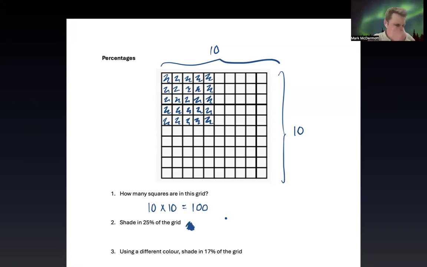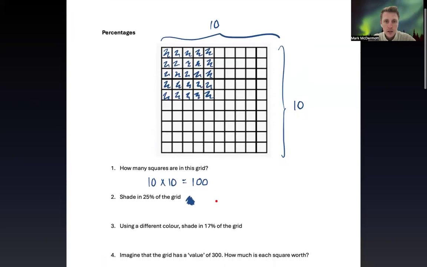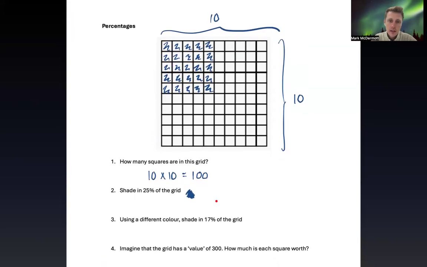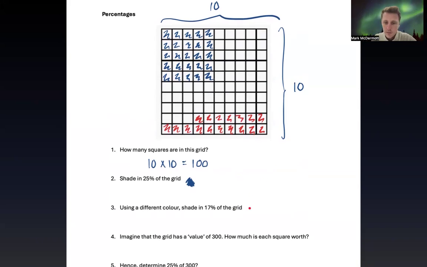Using a different color, shading 17% of the grid. Okay, so let's do this in red. Well, again, it's out of 100. There's 100 squares, so 17%, we're just going to have to shade in 17, right? Well, there's 10 of them. 2, 3, 4, 5, 6, 7, 8, 9, 10. Okay, so there's 17%. So we've done that in red.